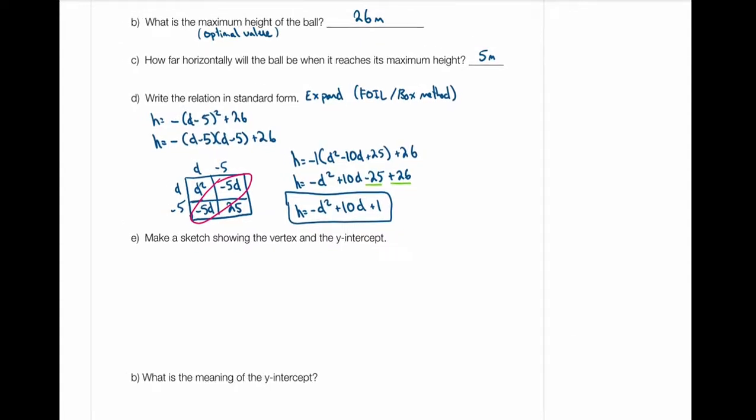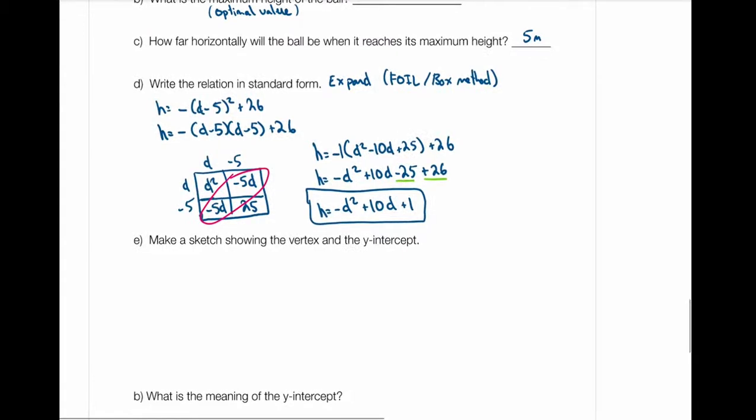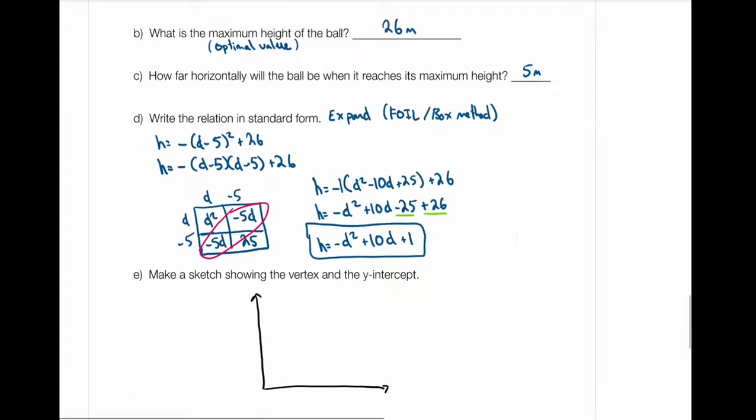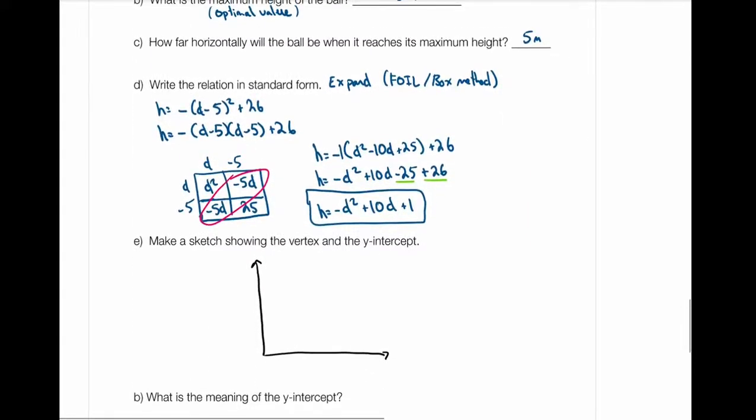E is asking us to make a sketch showing the vertex and the y-intercept. So in this case, we know the vertex is at 5 and 26. So let's put a point out there. Horizontal distance of 5, vertical distance of 26.